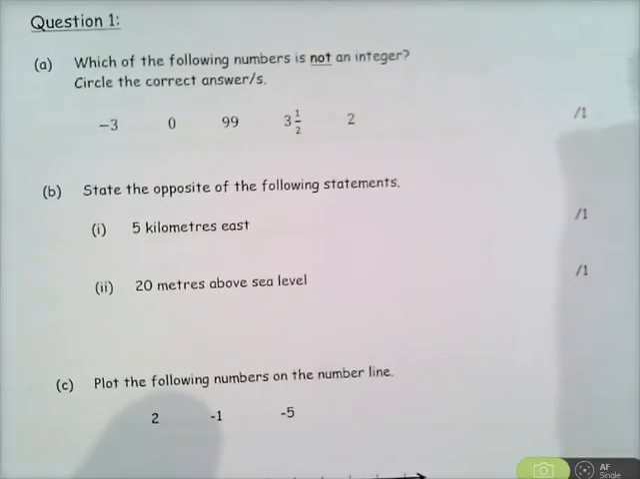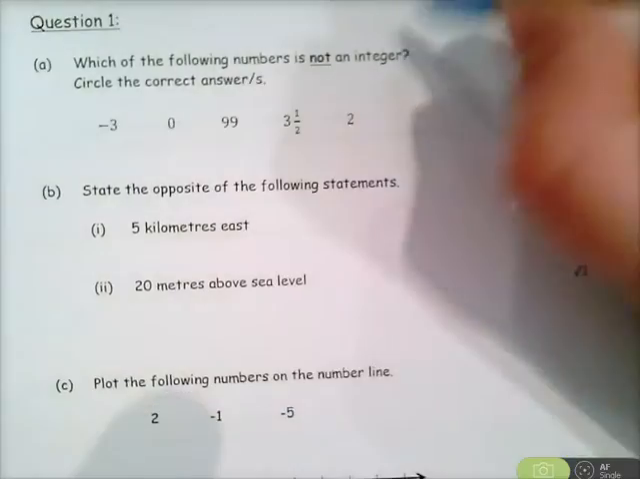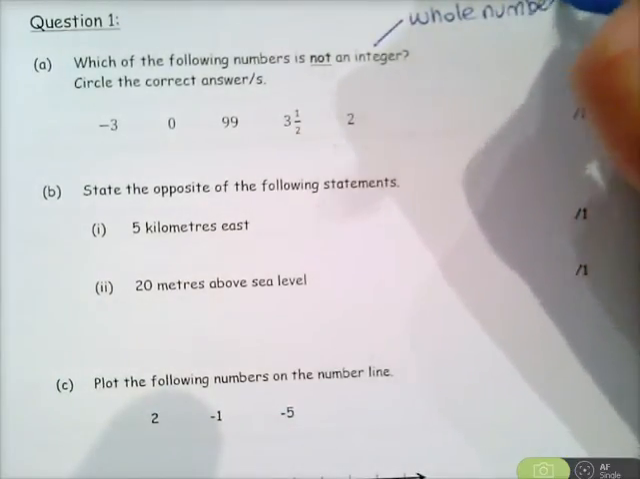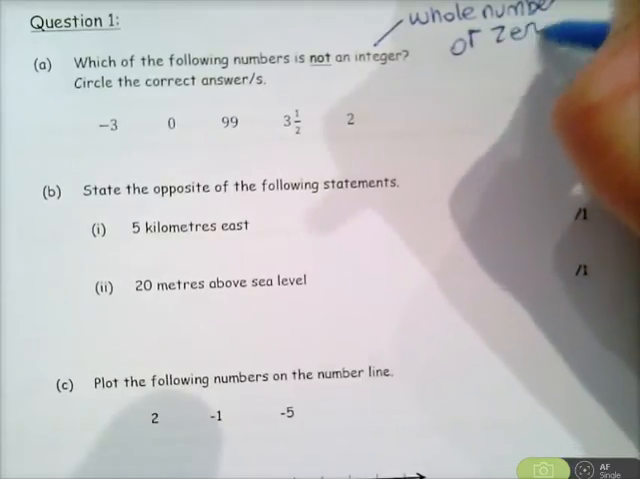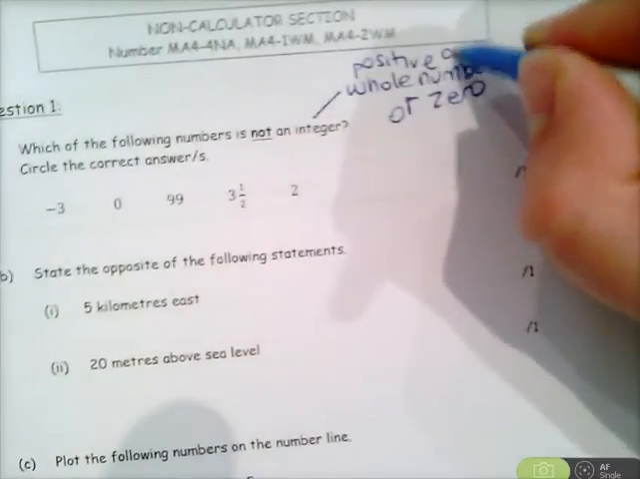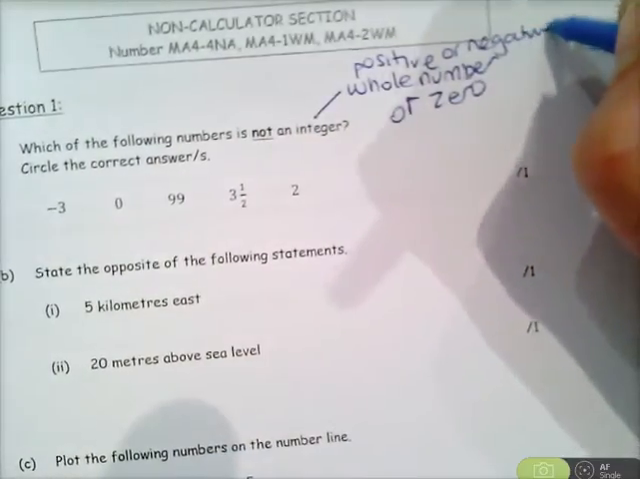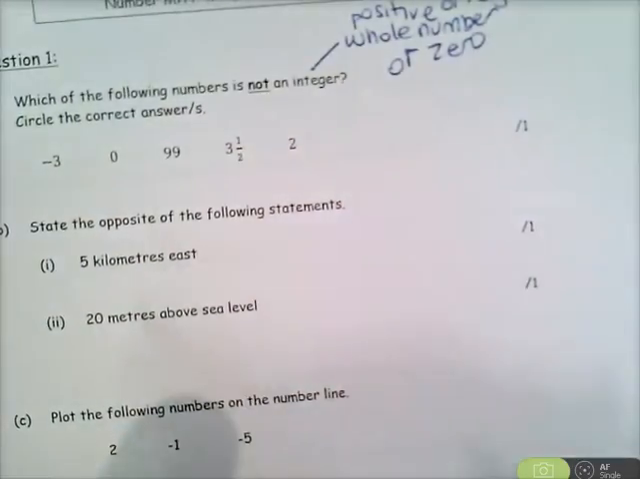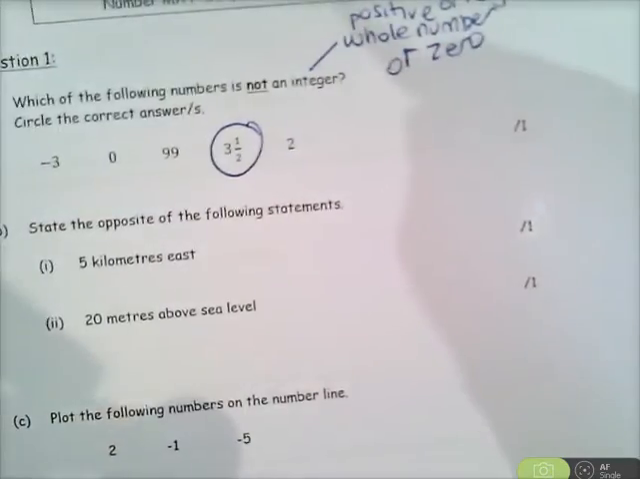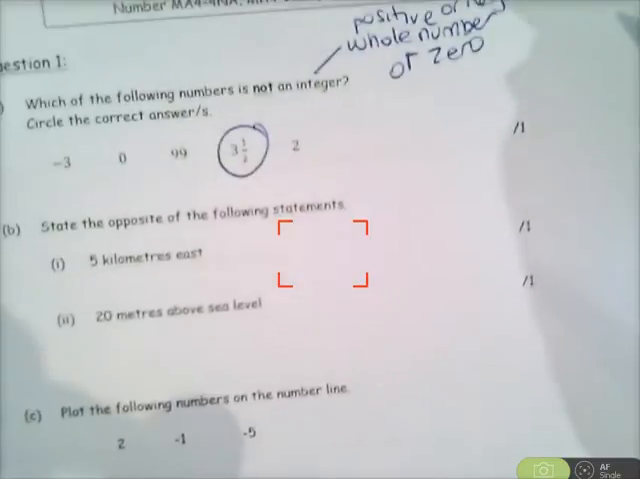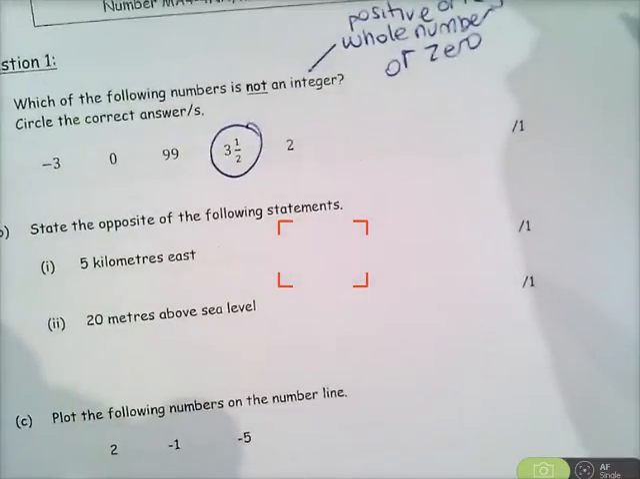First question, which of the following numbers is not an integer? Now, an integer is a whole number or 0. So, and it can be also a positive, sorry, you can't see that. So an integer is a positive or a negative whole number or 0. So which of those is not a whole number? Well, it would be the mixed numeral that is not a whole number. Okay, so that one is not an integer.